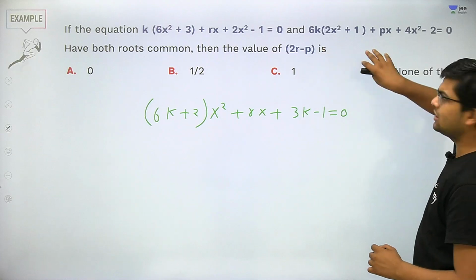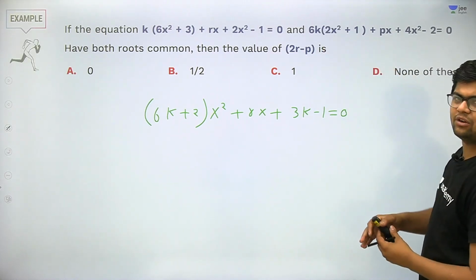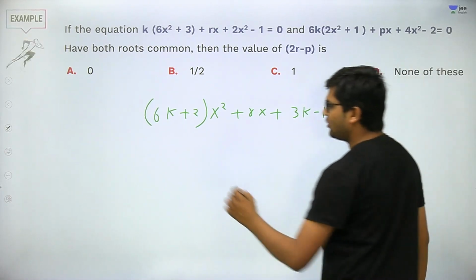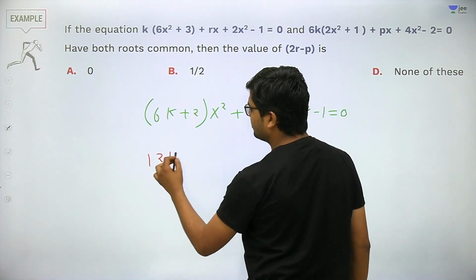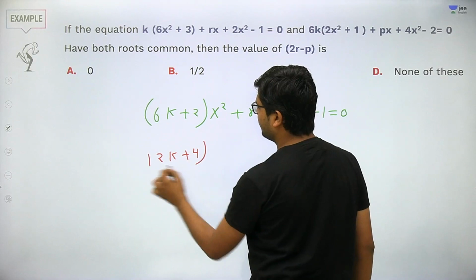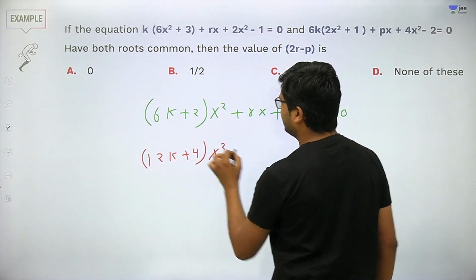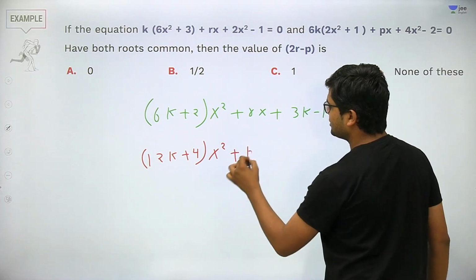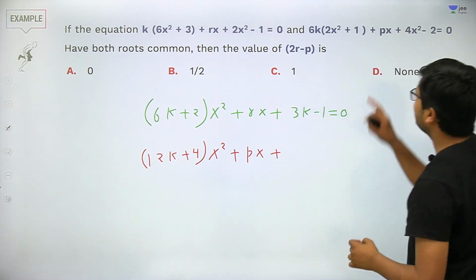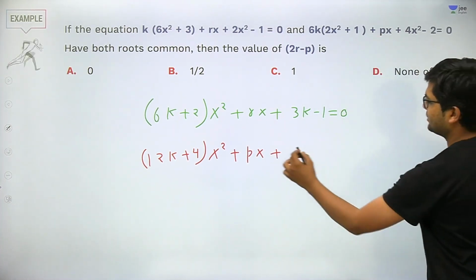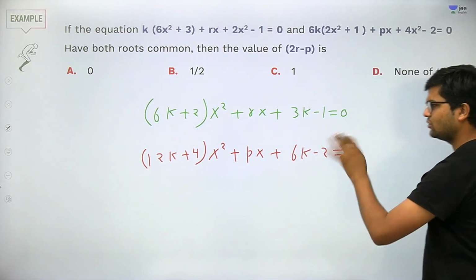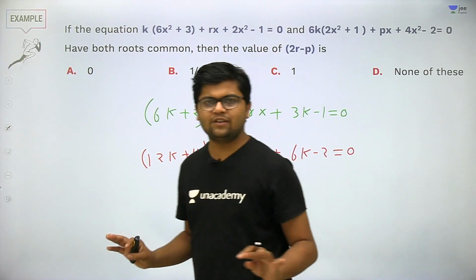In this second equation, the coefficient of x square will come out to be 12k plus 4, so 12k plus 4 times x square. Plus px will be the next term, and the constant term will come out to be 6k minus 2. These are the two equations that the question wants us to discuss. That is okay with everyone.